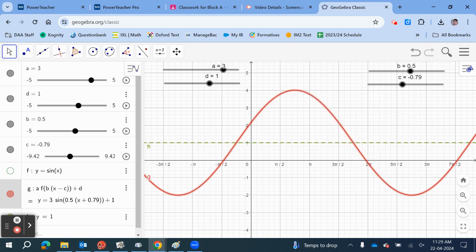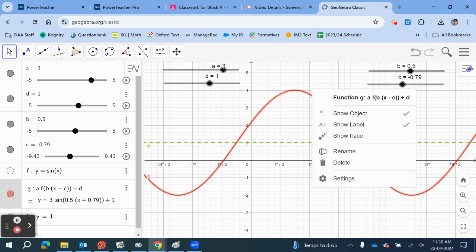Because normally it's a pi over 2. You first have to consider the fact that the horizontal stretch has moved this point to pi, and then the horizontal translation has moved it this far back from pi.